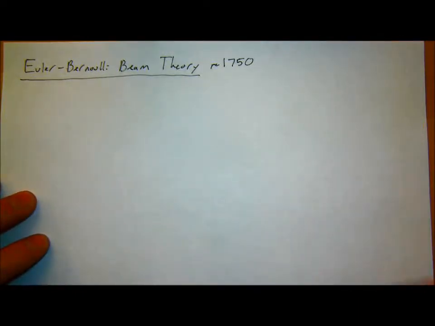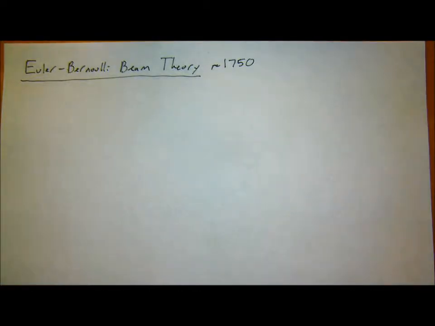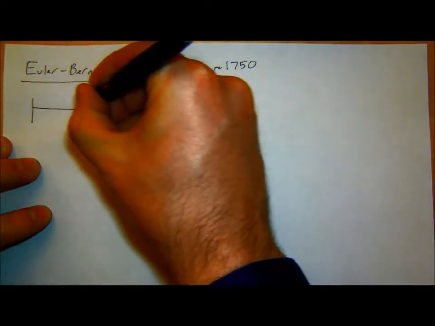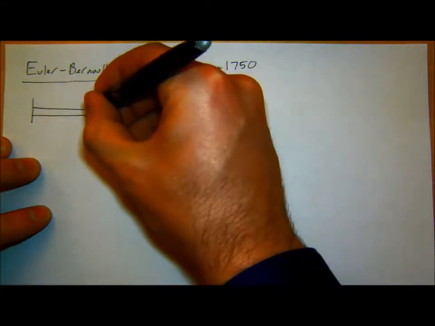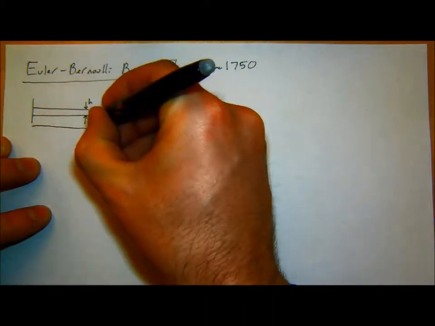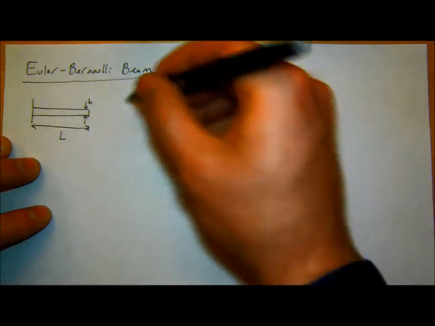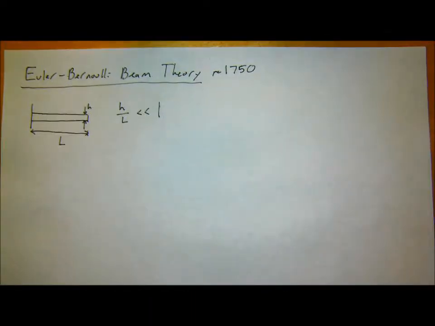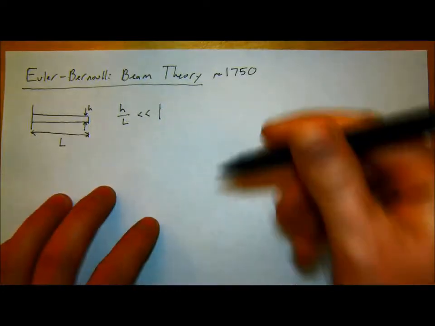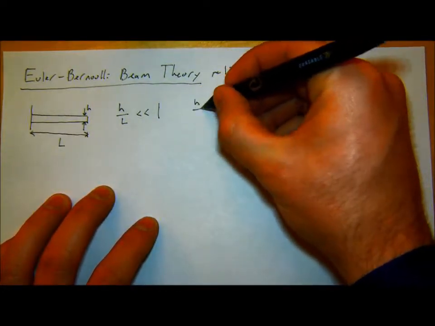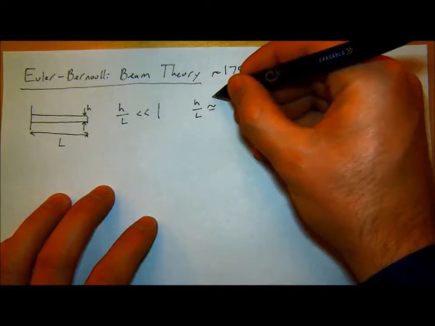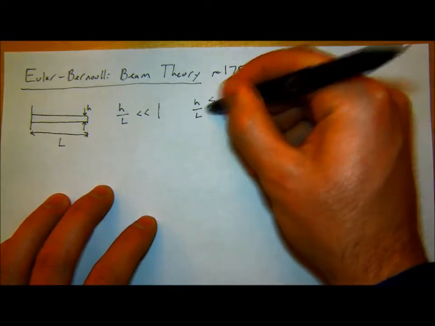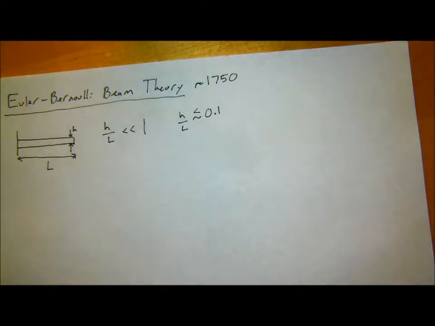Anyway, side tangent. So the idea behind Euler-Bernoulli beam theory is we have a slender beam. So we have a beam that's very long relative to its thickness, so some dimension h, let's say, and then some length l. And basically h over l has to be very small. There's not really a hard and fast rule for what defines slender, but a good approximation is when h over l is approximately less than or equal to 0.1. So if it's like a 10-to-1 aspect ratio beam, then Euler-Bernoulli theory reasonably applies.